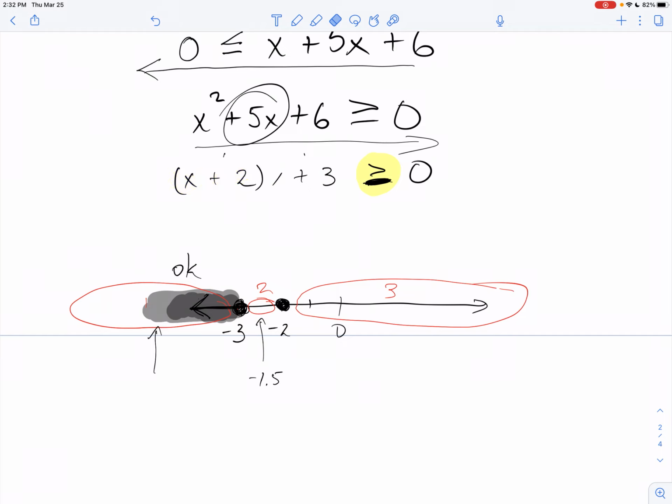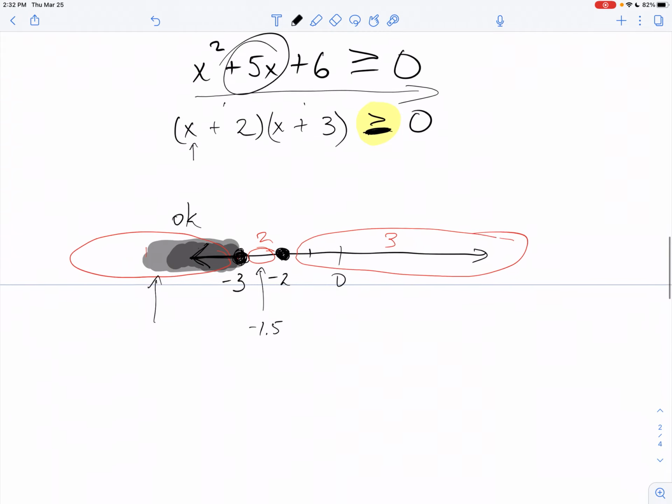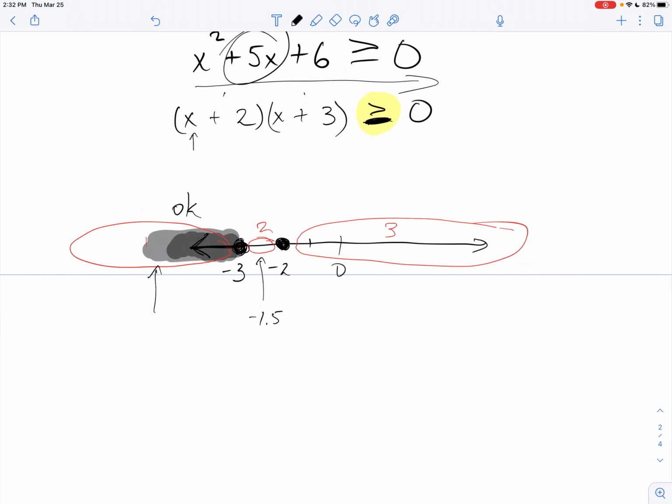Whoops, I erased too much. Let me put some of it back. And if this was a -1.5, well, -1.5 plus 2 would be a positive answer. I'm just going to say that. This would become positive. Oh, I forgot to change colors. If I plug 1.5 in.